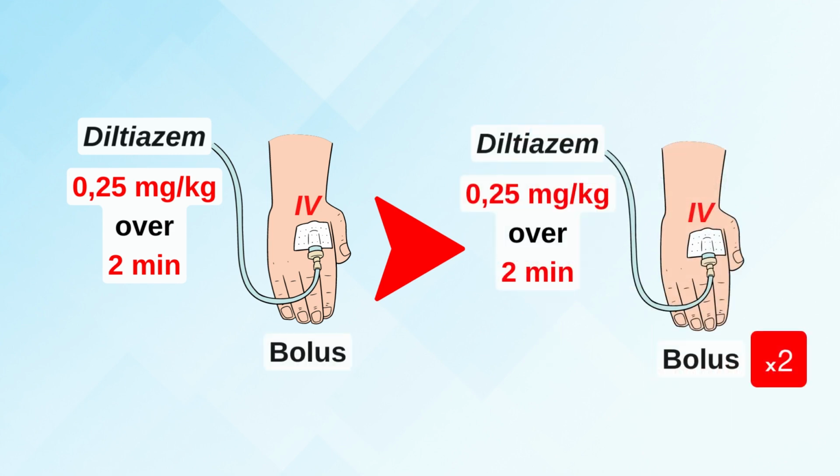And if this initial bolus, the initial 2 minutes of diltiazem of 20 milligram, is not sufficient to slow this heart rate, then it's possible to give a second bolus before starting a continuous infusion. So let's say we gave 20 milligram and we saw that nothing really happened, then it's possible to give another bolus of this 20 milligram.